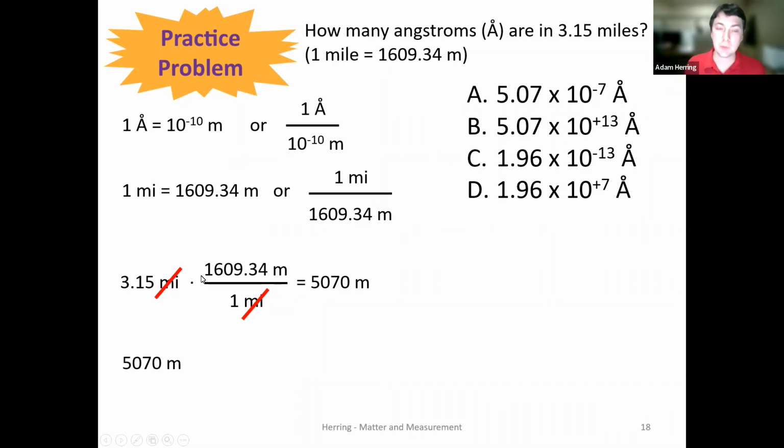Now we have the conversion between meters and angstroms. And so our final answer, when our meters cancel out, is 5.07 times 10 to the 13 angstroms. That gives us a final answer of B.